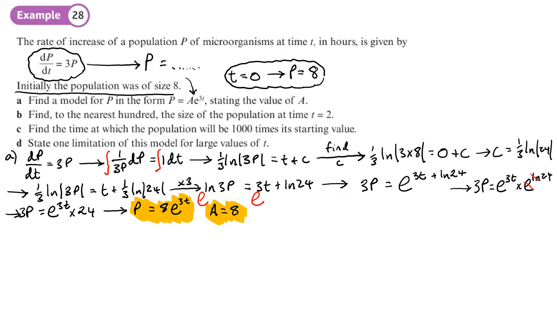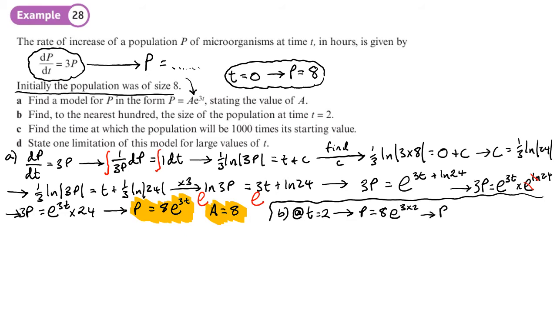Because of space, I'm going to do part B here. Find to the nearest 100 the size of the population when t equals 2. So this is easy. We just substitute 2 into our equation. So population equals 8e to the power 3 times 2, or e to the power 6. So we'll write down the full thing, then round it to the nearest 100.